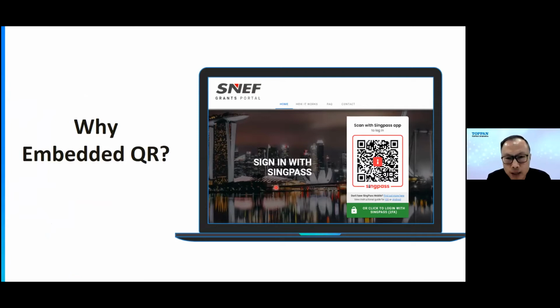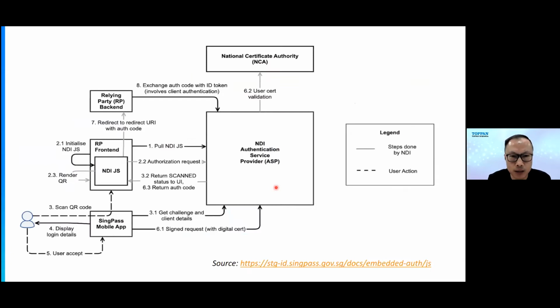As you can see, in the embedded QR flow, the SingPass QR code is actually embedded right on your web application itself, on the web page. So the user no longer needs to click and be redirected to the SingPass portal for the login. When the user browses to your site, the QR code appears right in front, and he can immediately take his smartphone, use the SingPass app to scan and authorize, and he is immediately signed in. So there's no longer a need to move away from your site. It's mainly for a better user experience.